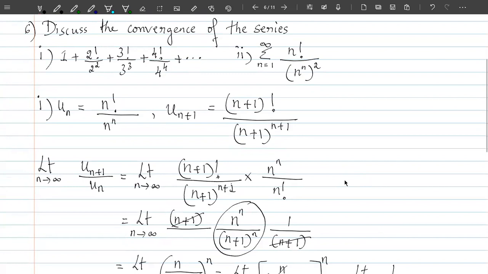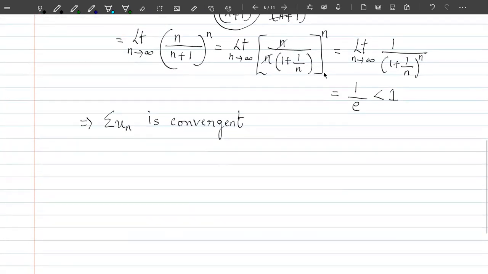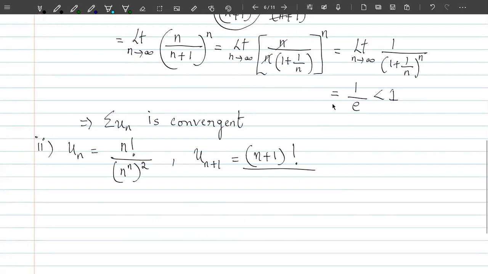Let's solve the second problem. The second problem is summation n equal to 1 to infinity n! by n^(n^2). So what is un here? That's equal to n! by n^(n^2). What is un+1? Un+1 will be (n+1)! divided by (n+1) to the power (n+1)^2.